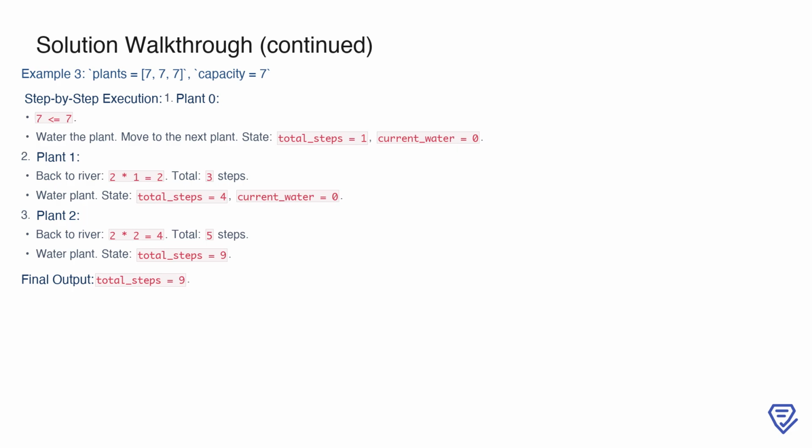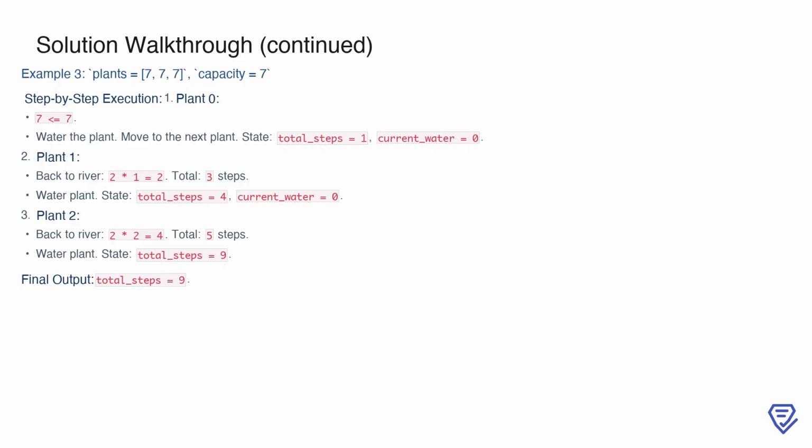At plant 1, the water is insufficient, so we return to the river. As the plant index is 1, the round trip takes 2 steps. After refilling, we water the plant, adding 1 step, for a total of 3 steps. This brings total_steps to 4.